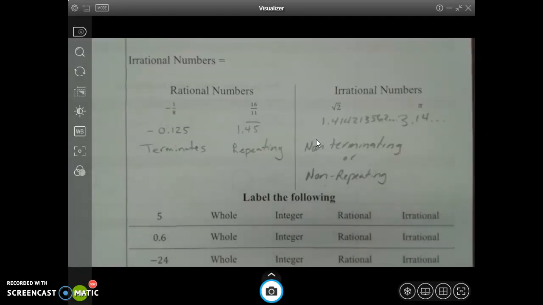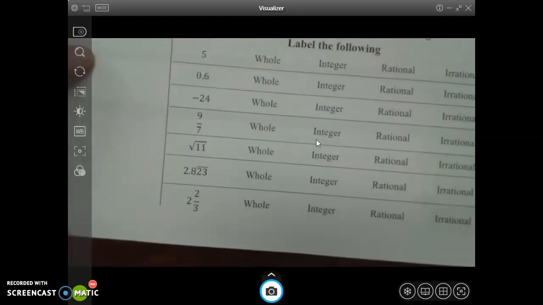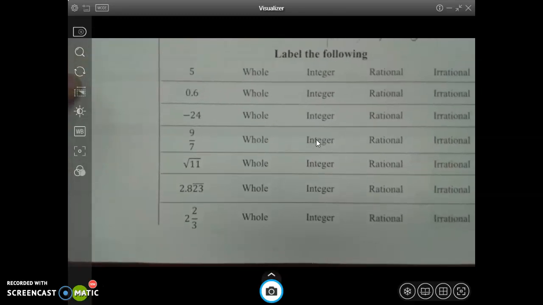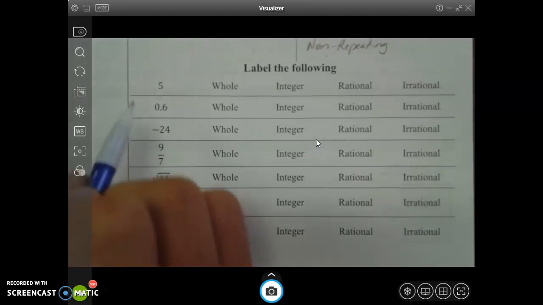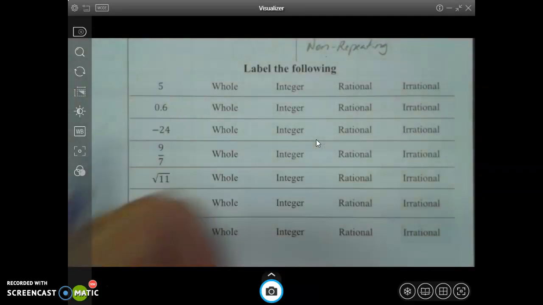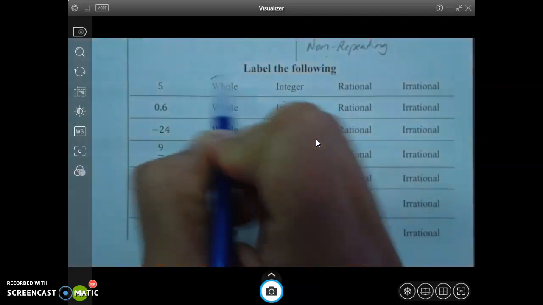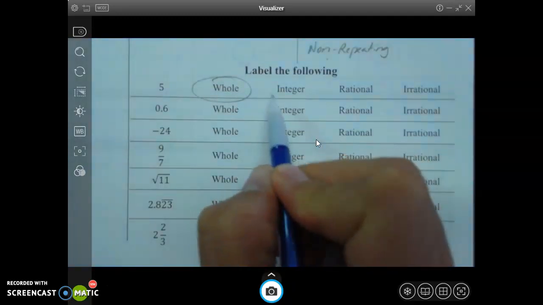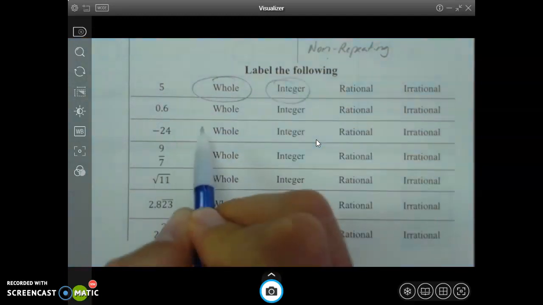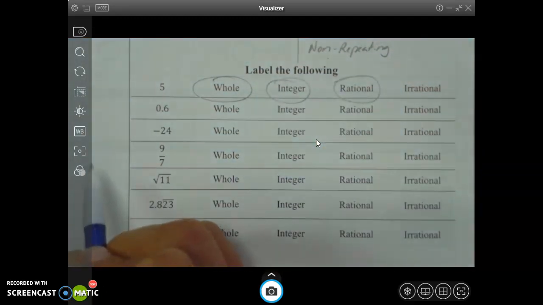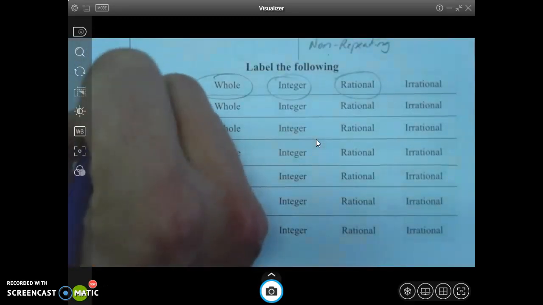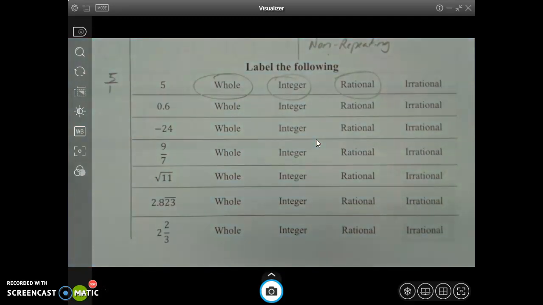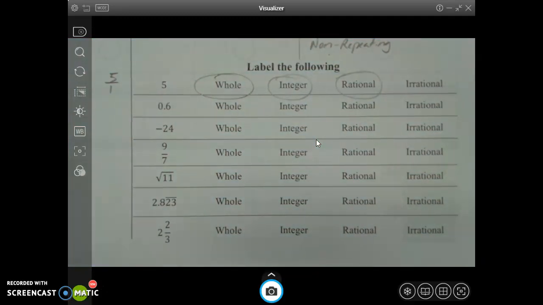So let's take a look at some of these example problems. We're going to label these. We have 5. So 5 is just the whole number 5, right? If it's whole, then it's also definitely an integer, and it's rational. Now you might think, can 5 be expressed as a fraction? Sure, 5 can be represented as 5 over 1. Any number can be written as a fraction over 1.